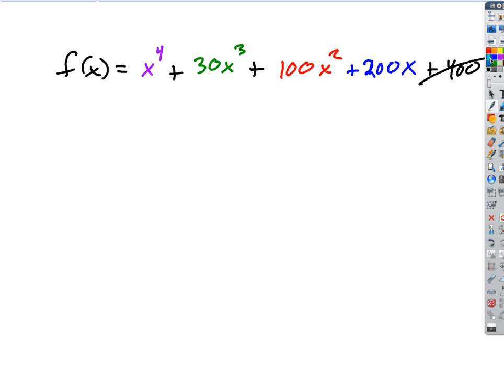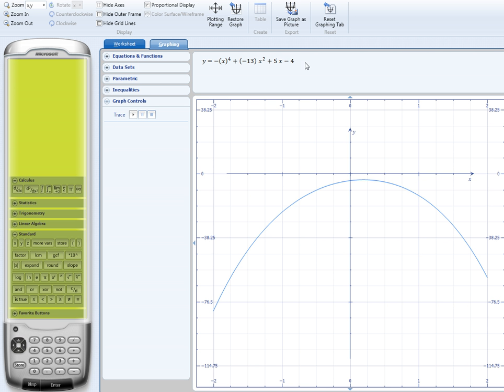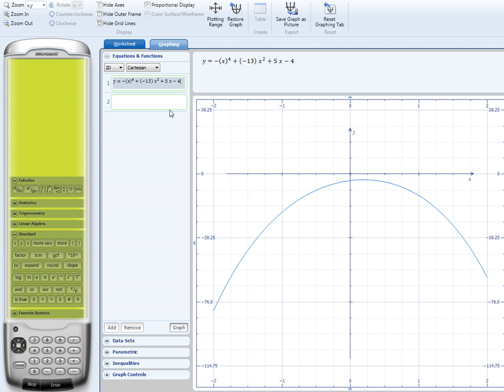Now if we graph, let's just graph this function, and kind of see what happens with this. All right, so 300. Okay, 30. See if we can get this to work. You guys might have to help me out a little bit here.